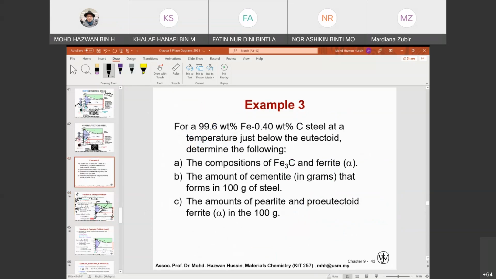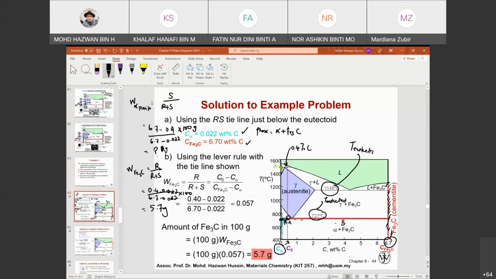The next question is asking about the amount of perlite and pro-eutectoid ferrite in 100 grams. So this one is special because when we talk about formation of perlite, as I briefed you earlier, where will be the composition that we are looking at now?